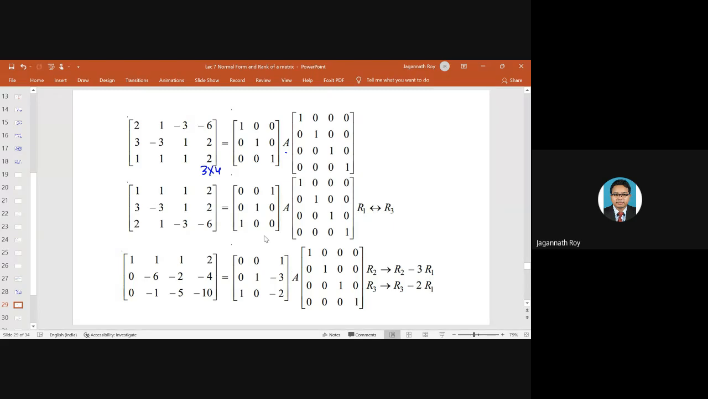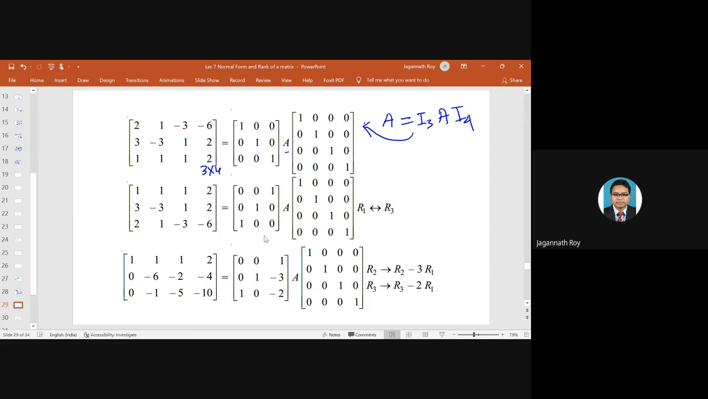So let us pre-multiply. On the left hand side, we will write an I3 matrix. And on the right hand side, since it is a 3 by 4 matrix, 4 by 4, so I4 will be there. So that means we are writing the A matrix as I3 and A into I4.